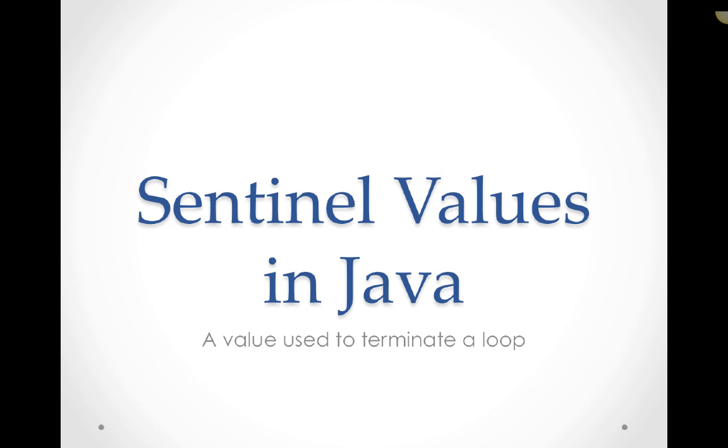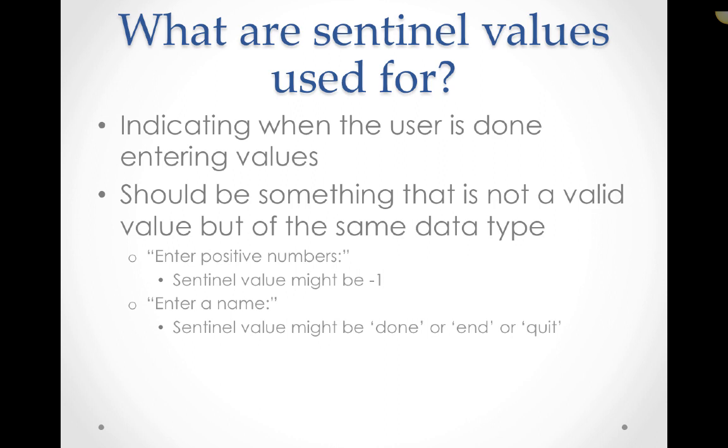A Sentinel value is simply a value that is used to terminate a while loop. Sentinel values are used so that the user can demonstrate when they are done entering values. It allows our loops to be the size that our users need them to be. And it's typically something that is not a valid value, but it does need to be the same data type.